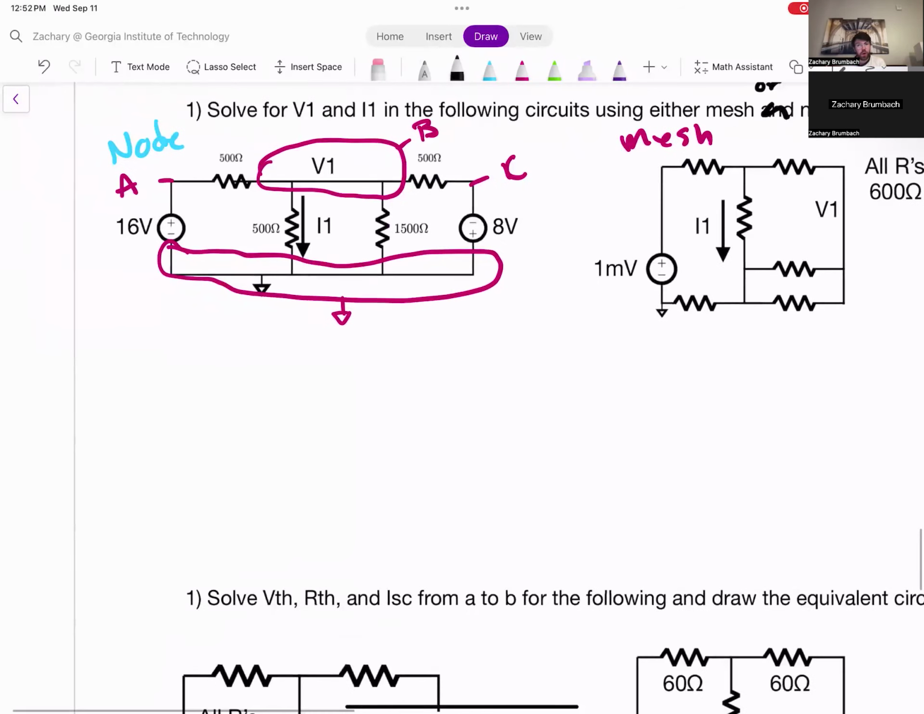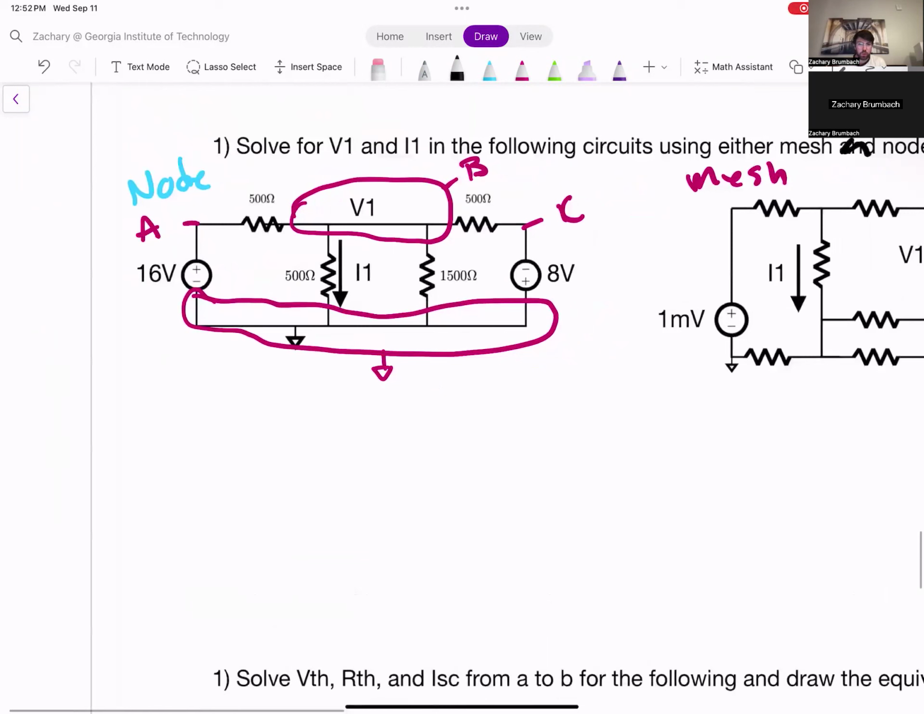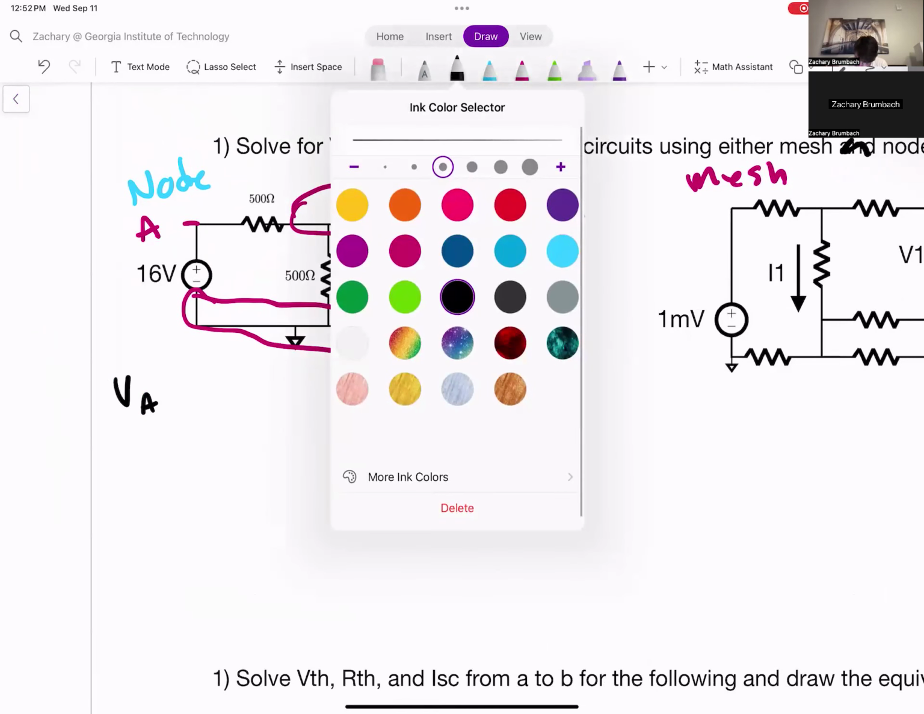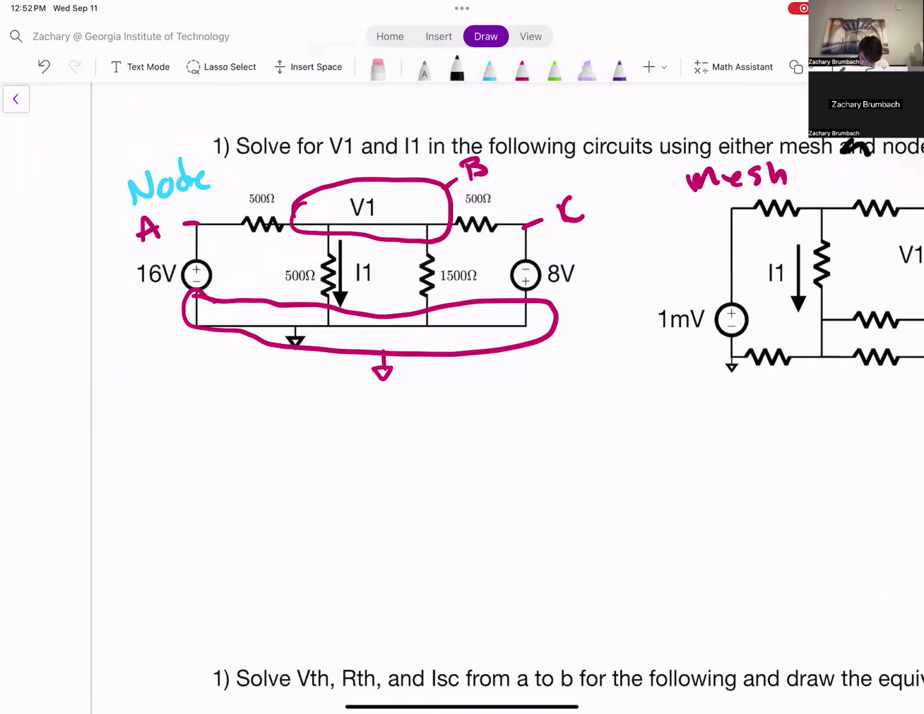So what we do in node analysis is we try to find the voltage at each of these nodes. We'll look for VA, VB, and VC. These are the voltages at each node. And something to note here is VB is equal to V1, which is what I'm asking you. Find the voltage at V1 with respect to ground, and the current through that resistor, which we'll talk about after we do the node analysis to find that voltage.